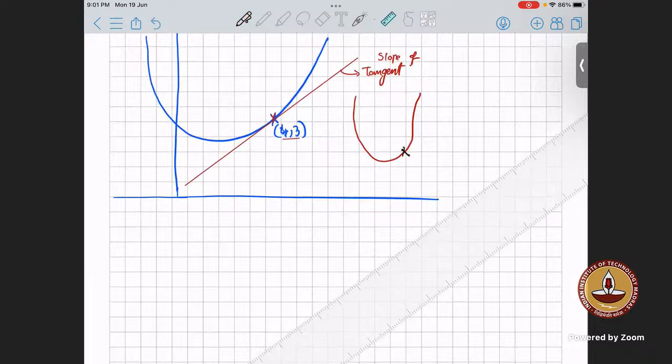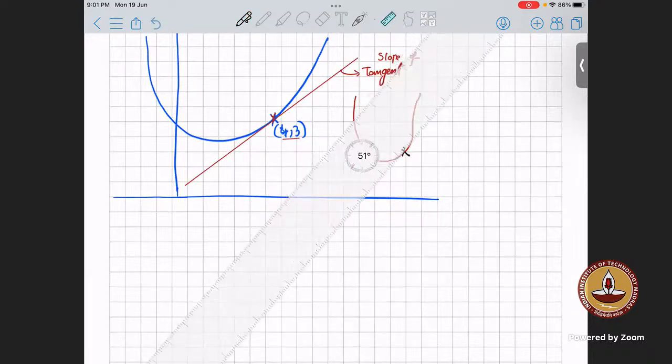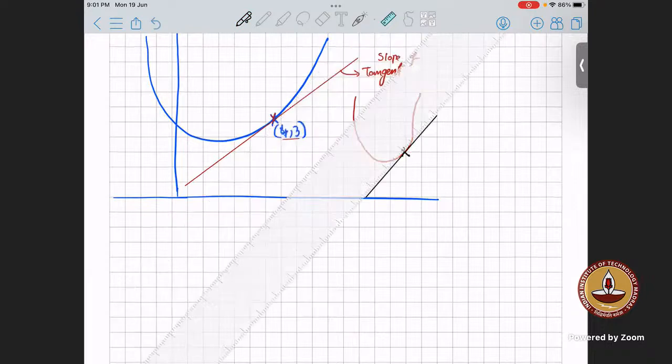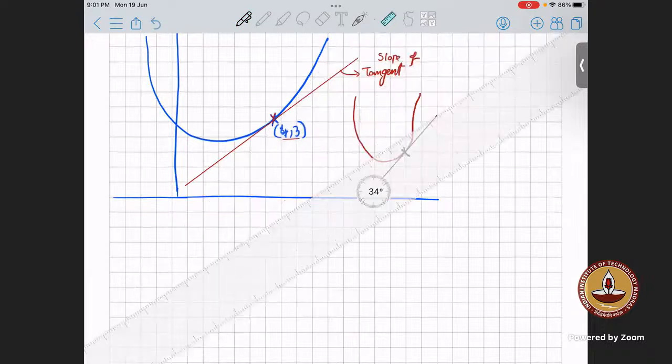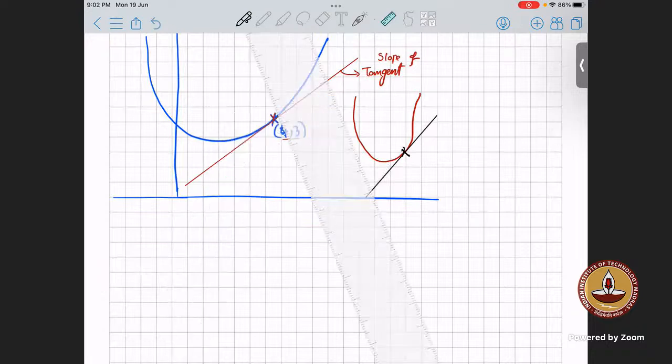You will draw a line which touches only this point of the curve. Sir, is the line supposed to be from any point, or will it originate from 0, 0? No, not 0, 0. It can be from any point. But remember this: it should touch the curve at only one point, the point at which you want to find the slope.